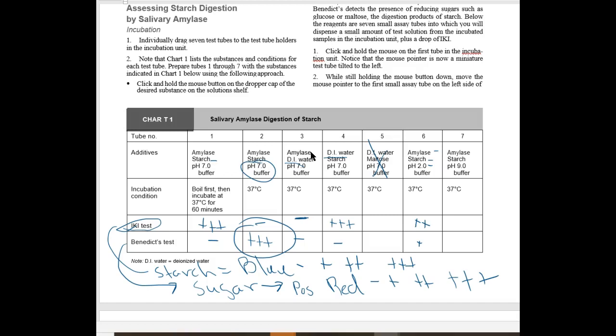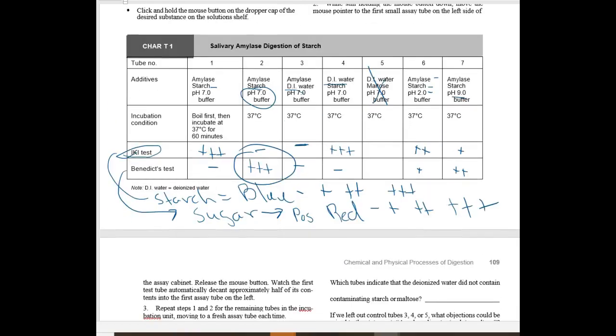So you haven't completely killed it, but it's not doing very well. Same thing here, you have amylase and starch, but the pH is not necessarily where you want it to be, but it's only 2 pH units out of amylase's comfort zone. So it's not as bad. You'll have some starch left over, you'll produce some sugar, but not as much sugar as you get at a pH of 7. And that's how you do that one.